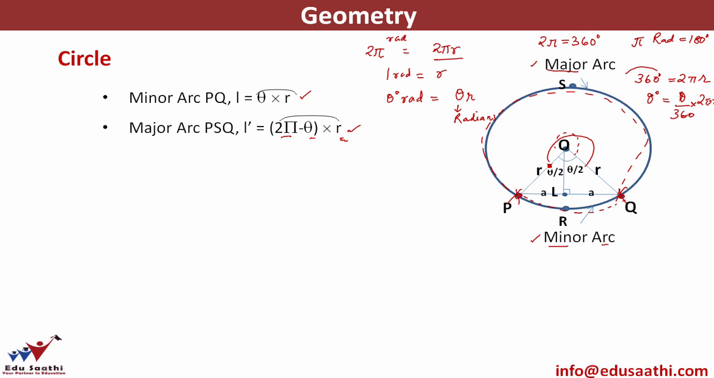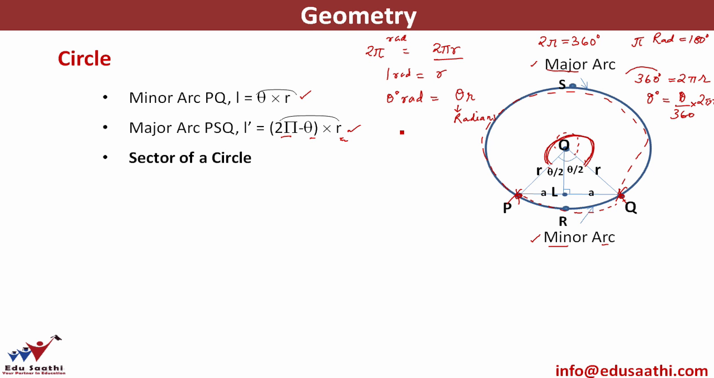So the major arc, the angle that it will be subtending at the center would be equal to this total angle which is 2 pi minus theta. So it will be 2 pi minus theta into r. That will be the length of the major arc that I have.